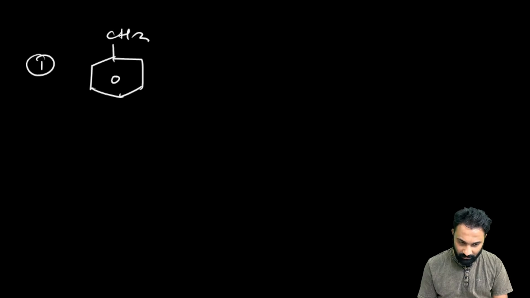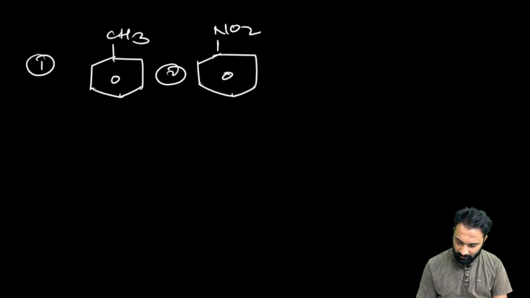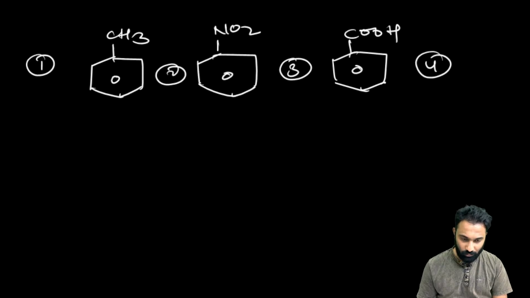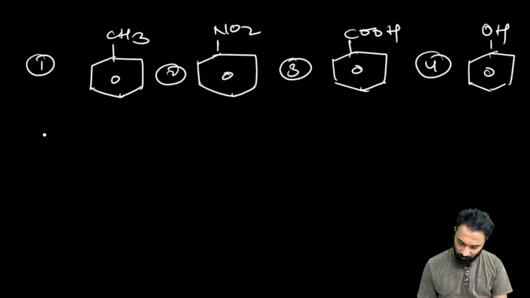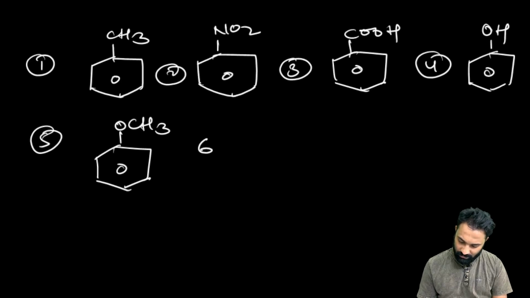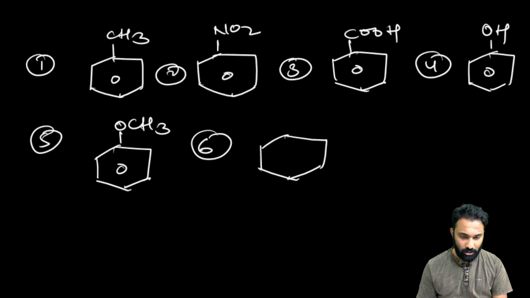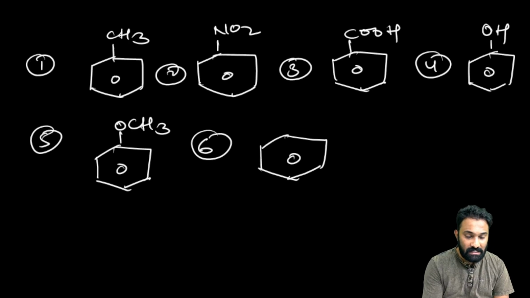Now you have to tell me the order for the first set of compounds. The first one is CH3. The second one is NO2. Third, we have the carboxylic acid. Fourth, we have the phenol. Fifth, we have the methoxy. Sixth, we have normal benzene.